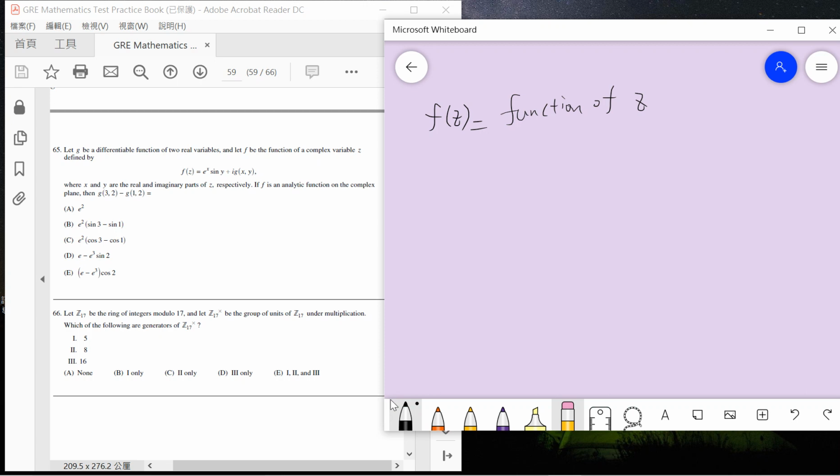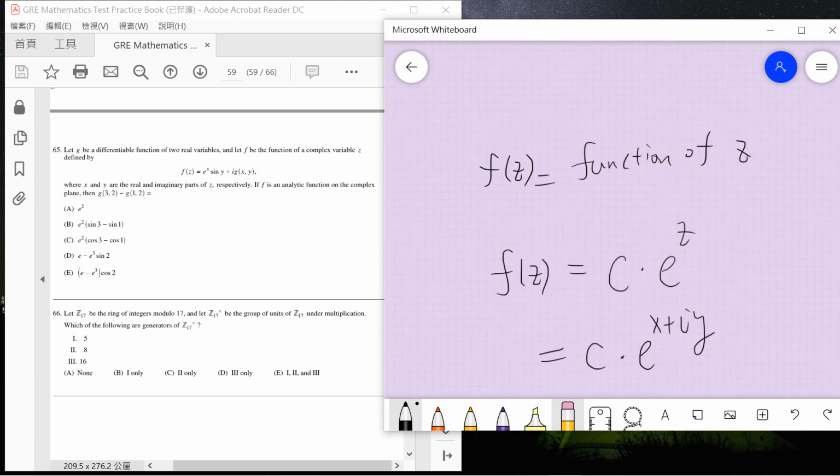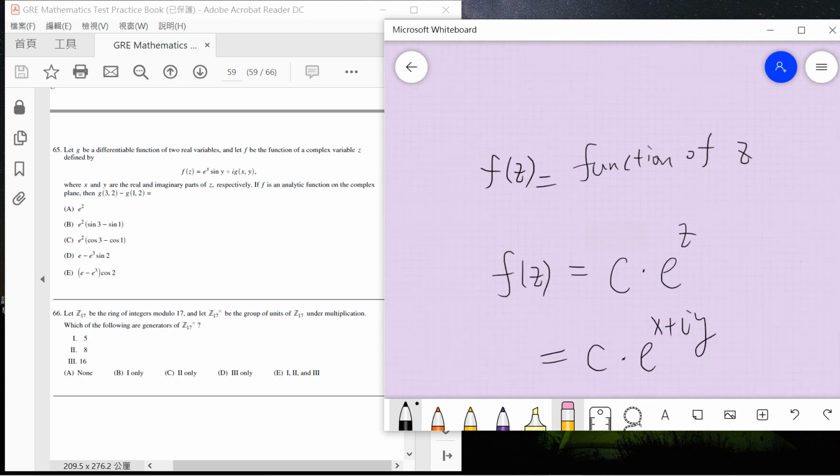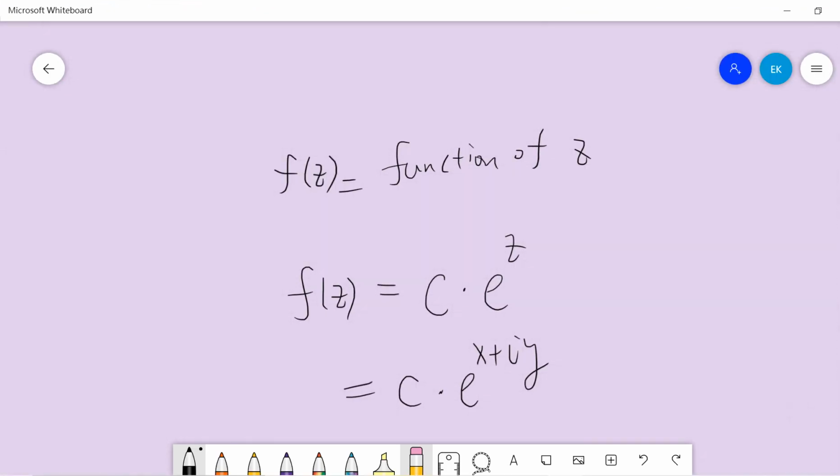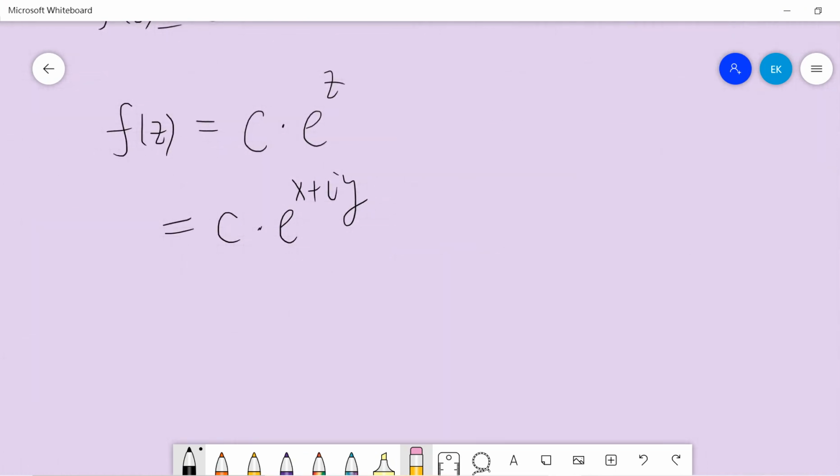But if you don't know that, it's still okay, because you know that there is an exponential x sine y term, so you can guess the answer. F of Z must be some c times exponential z, and the z is equal to x plus iy. So this term can be written as c times exponential x cosine y plus exponential x sine y.